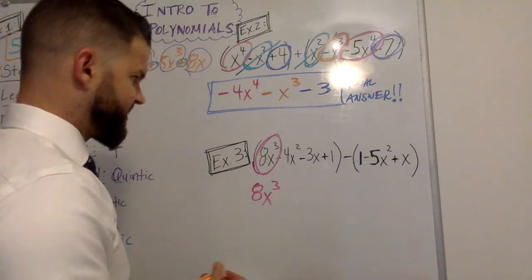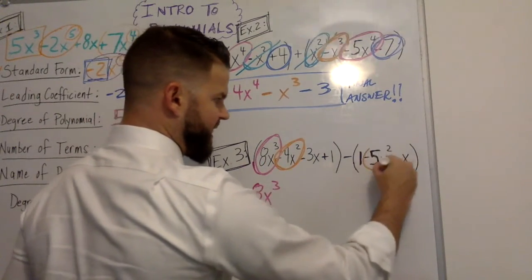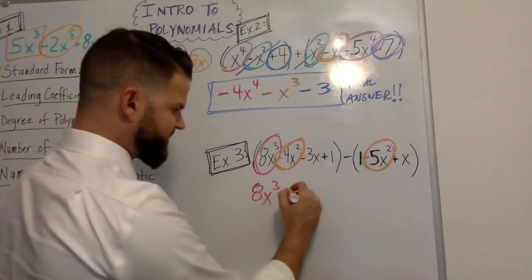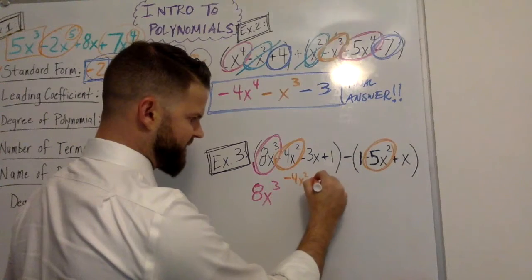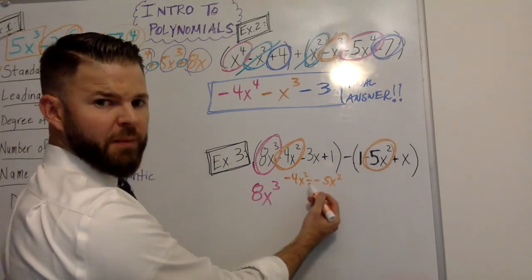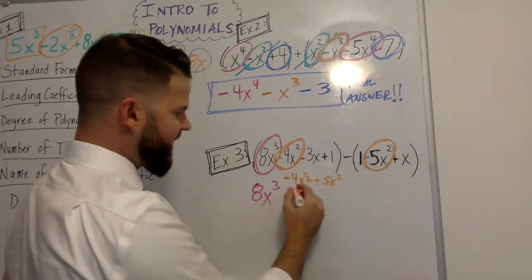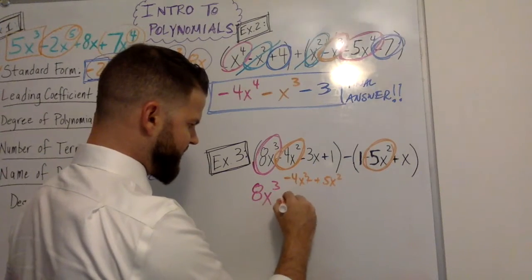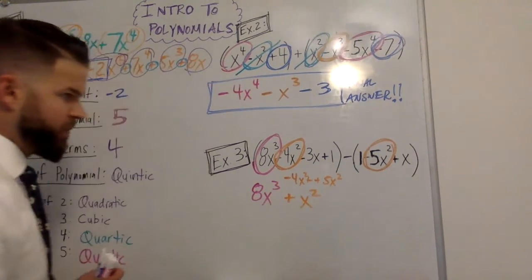What's next on the hit list? Looks like I got this guy. I got a negative 4x squared, and I got a negative 5x squared. So, check me out. What's negative 4x squared minus negative 5x squared? What happens to these two negatives when they're butted up together? That's right, they turn positive. So here, if I got a negative 4x squared plus 5x squared, that gives me a positive 1x squared.